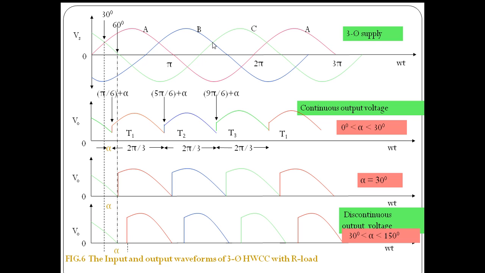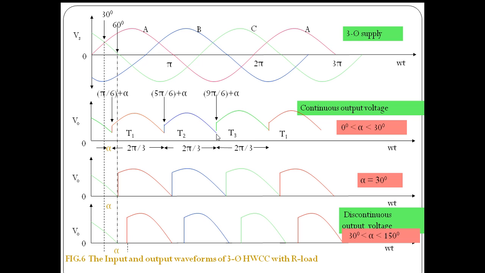Again, at this point, the intersection of the blue line and the green line, that is, the intersection of the phase B and phase C voltages, if we observe here, T3 is forward biased, but we have not fired it. That's why the phase B voltage will remain in conduction. Phase B voltage will be available across the output for a small duration.